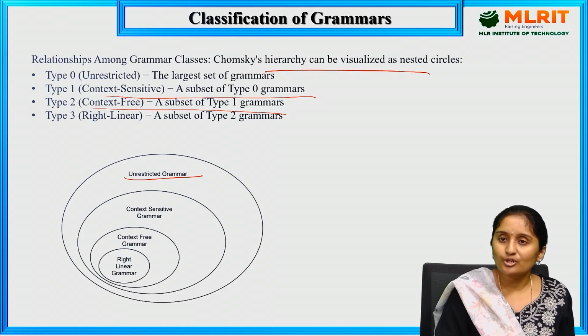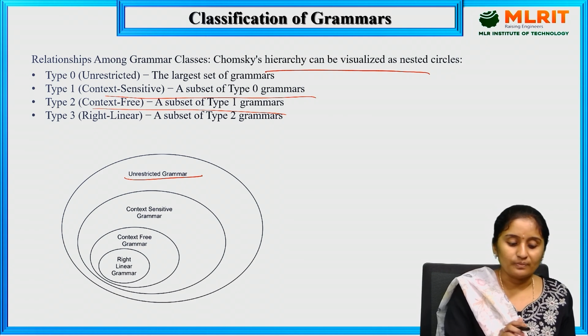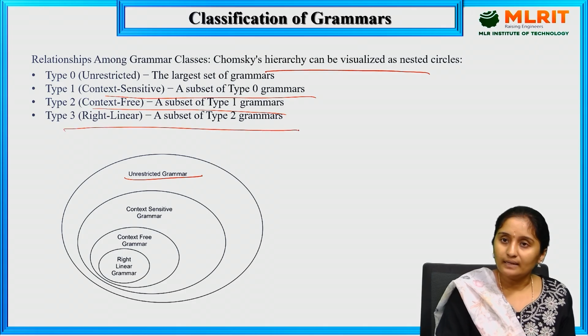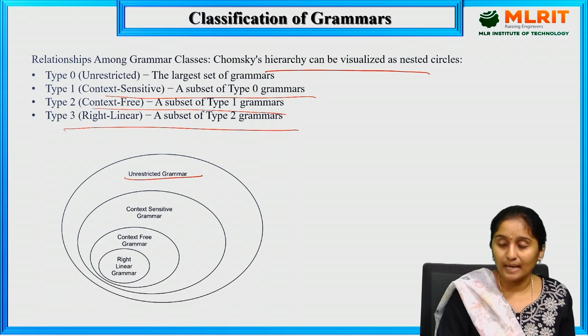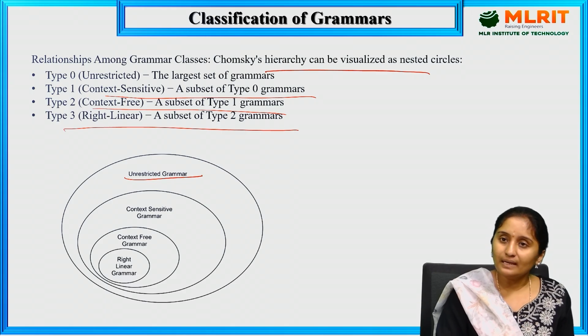Here in these production rules, the LHS should have only one non-terminal, and the RHS can be a combination of terminals and non-terminals also. Coming to the right linear grammar, this type 3 is nothing but the right linear grammar, and we can also call it a subset of type 2 grammar. And this right linear grammar we can also call a regular grammar.